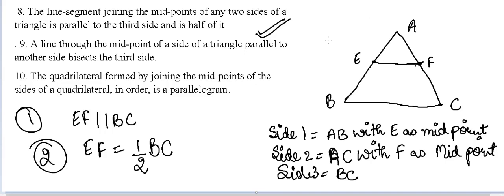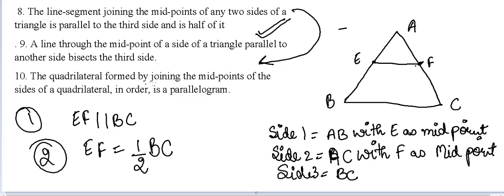The ninth is just the reverse of this one. A line through the midpoint of a side of the triangle parallel to another side bisects the third. It is just the way of defining this point. Okay, this is just defining it in some different way. It's the same thing, these 2 points.